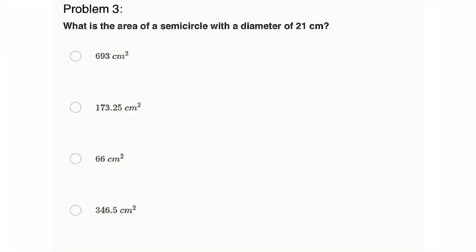Okay, for problem 3, we have a geometry problem. What is the area of a semicircle with a diameter of 21 centimeters? So let's just draw ourselves a semicircle. It's half a circle, right? Diameter is 21 centimeters. So that means all the way across.